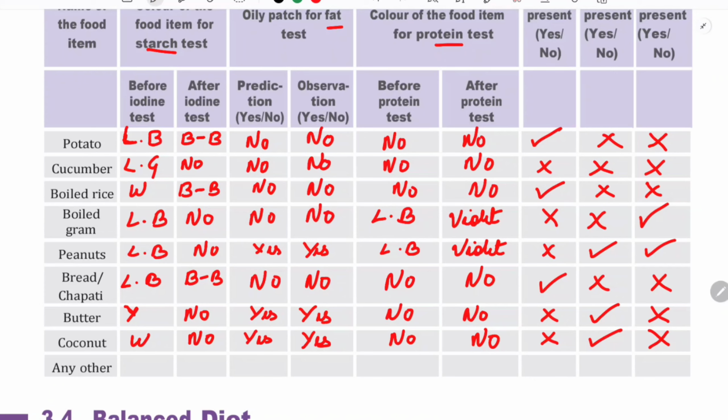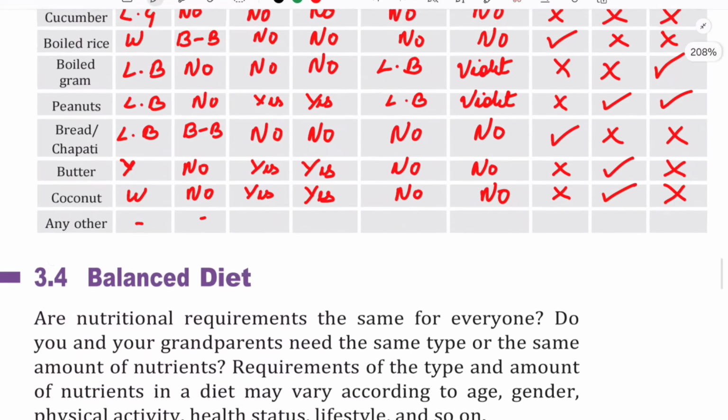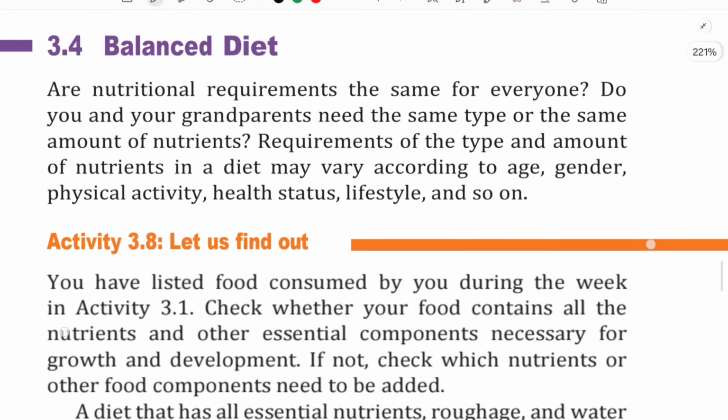You'll understand more when these tests are conducted in your school. Once practical tests have been conducted, you can write any of the food items which has been done in your school here in this last column. You can fill up that column. So this was about the test whether there is a presence of starch, carbohydrate or protein in the food items. Now let us see our next topic, balanced diet, and this is a very important topic.